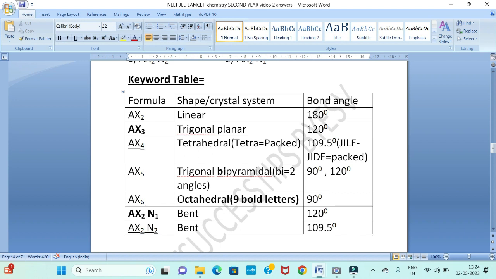Next, AX4. Tetrahedral. Tetra pack. Nowadays, cow milk and other milk are coming in tetra packs. Okay, so many days it will store. You can see tetra packs in shopping malls. So tetra packs are packed, so sealed.